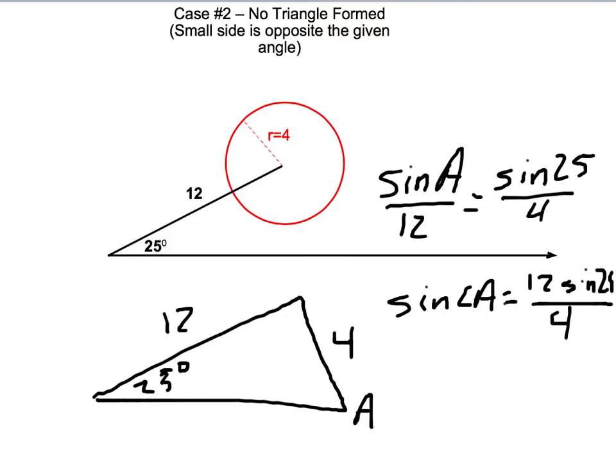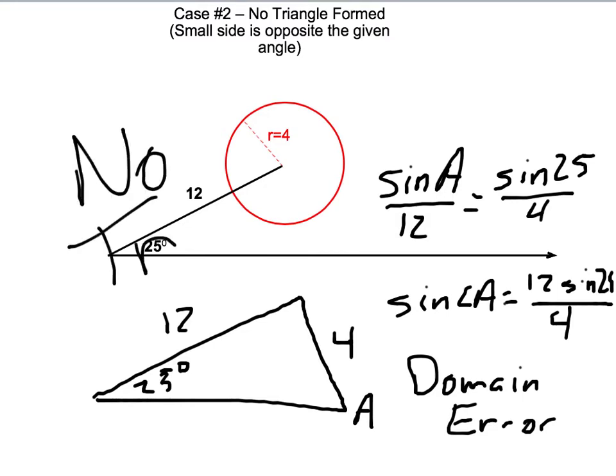Now I'm going to pull out my calculator and take the inverse sine of 12 times the sine of 25 degrees divided by 4. I'm going to make sure that I'm in the right mode. I need to be in degree mode. When I hit enter, I get a domain error. At that point, that's when you start realizing that you have an issue here and that there is no triangle formed. So that would be our statement at this time: no triangle meets this condition.